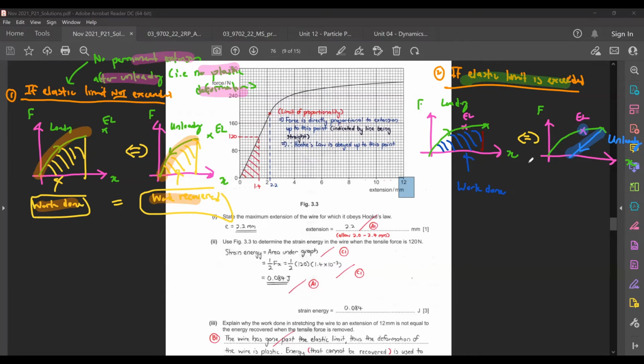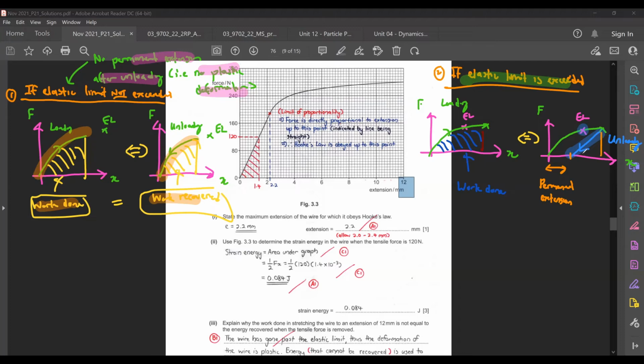you would have two different areas now. For this case here, during the loading case, this is the area. This is my work done to stretch the material. But once I release my load, once it falls back, it won't follow back the same curve. Okay, it will follow this blue line here and then go back to this point. You see, once it goes back to this point, this one here is permanent extension.